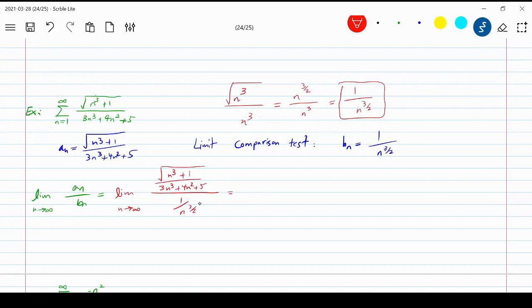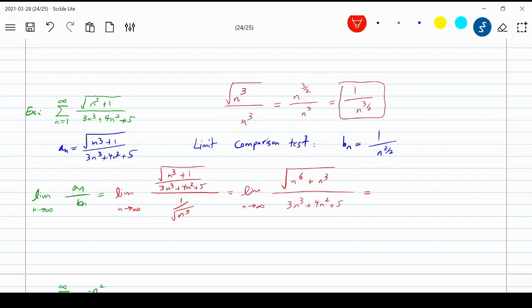You can simplify this. You can multiply that to the numerator. n to the power 3/2 is basically n square root of n, or you can write it as the square root of n cubed. So if I multiply that to the numerator, it becomes n cubed times n cubed, so it becomes the square root of n to the power 6 plus n cubed times 1, which becomes n cubed. And in the denominator you have 3n cubed plus 4n squared plus 5, as n approaches infinity.